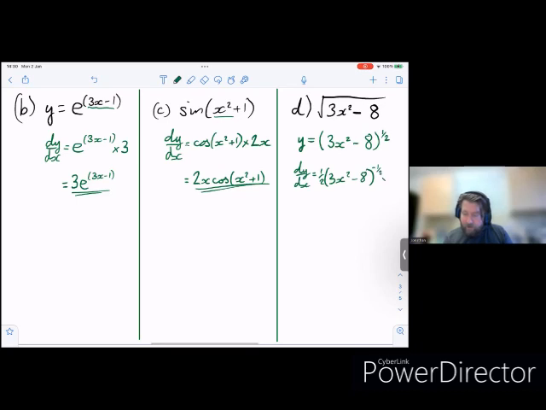And then we've got to multiply by the derivative of the bracket. Now, if we differentiate that bracket, we get 6x. So we've got to multiply by 6x.